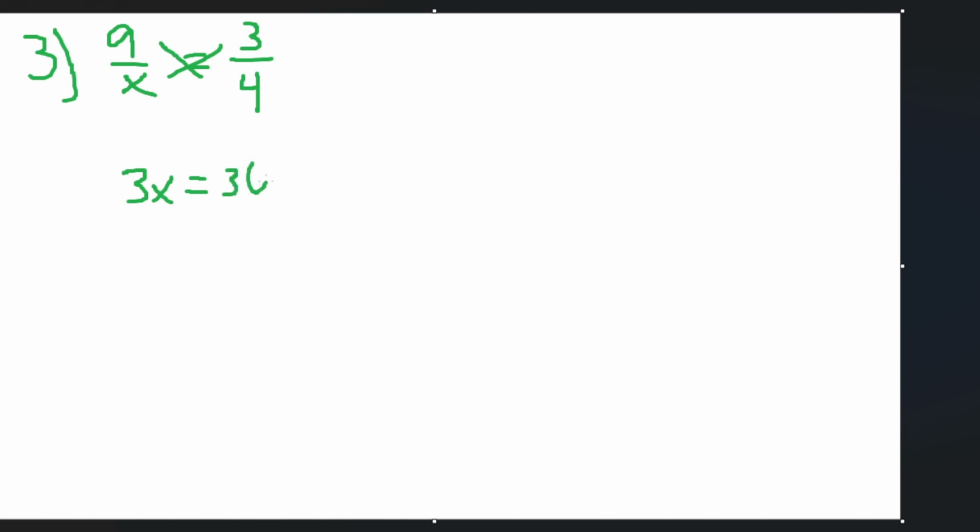Okay, so number 3. 9 over x equal to 3 over 4. Again, same thing, cross multiply. 3x equal to 9 times 4, 36. And divide by 3 to get the x by itself. 36 divided by 3 is 12. And that's it.